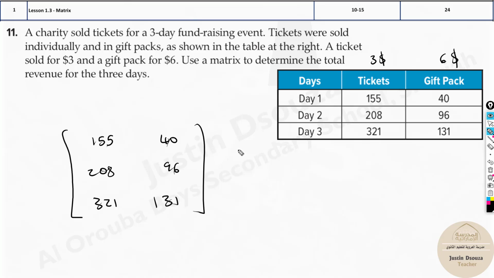But over here, the easiest way to analyze and understand is: all the tickets that are sold, add this particular row. So what happens is it'll be 155 plus 208 plus 321. Just use your calculator because anyways it's MCQs. Let's take our calculators now.